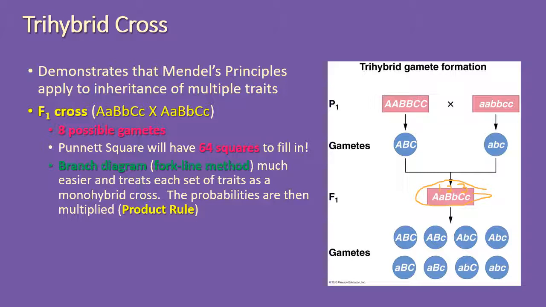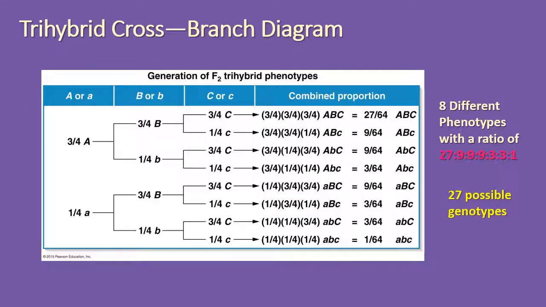And since we know that it's really just 3 monohybrid crosses all put together, and we can use the product rule, it's much easier to do a branch diagram for a trihybrid cross. And so here's a branch diagram, and you can see this is your first monohybrid cross, this is your second monohybrid cross, and this is your third monohybrid cross. But when you do a branch, you've got to create new branches in each one so that you can compare them all. And then you just multiply across.